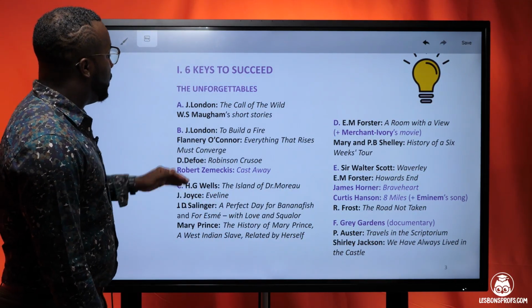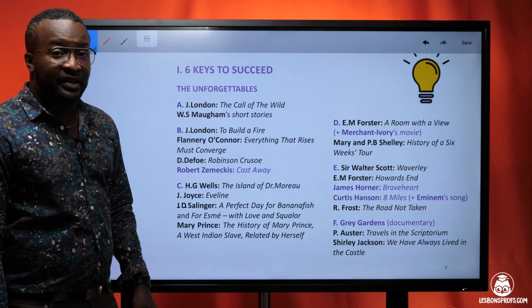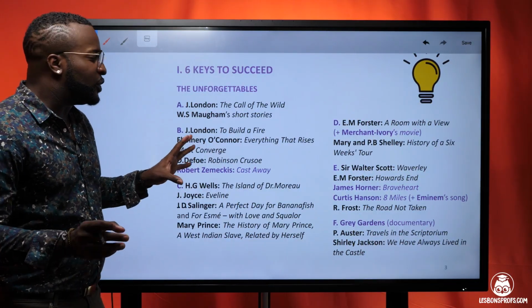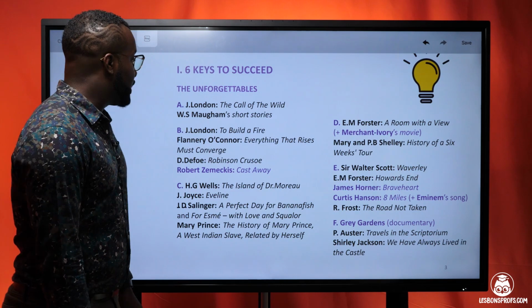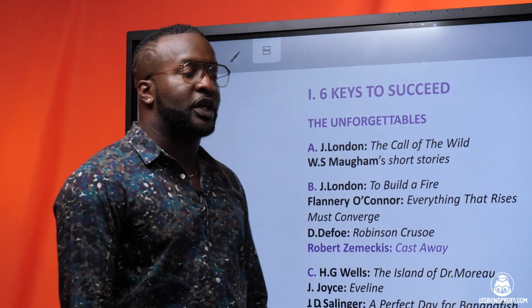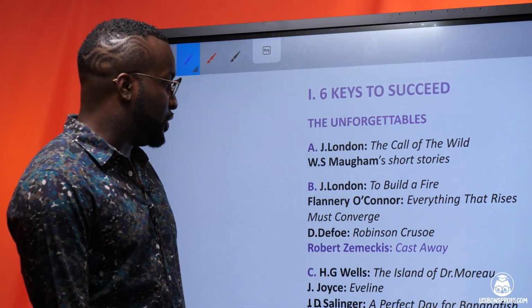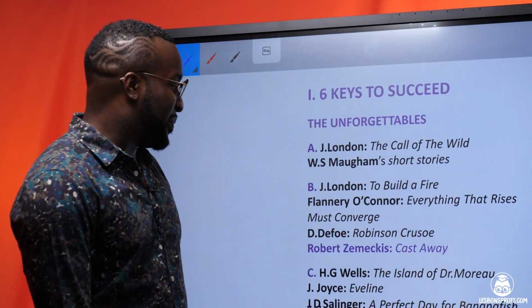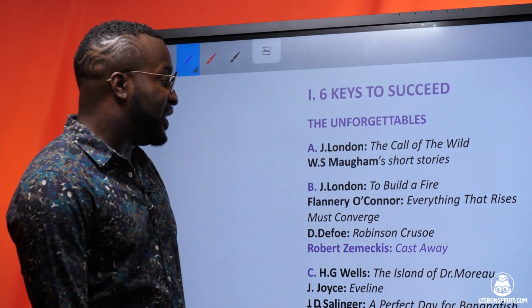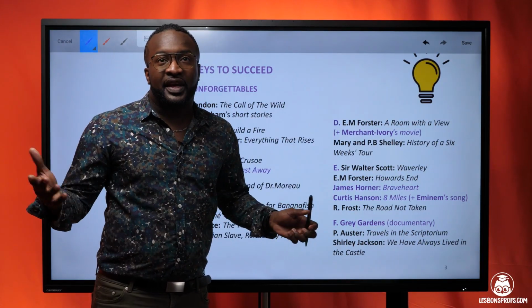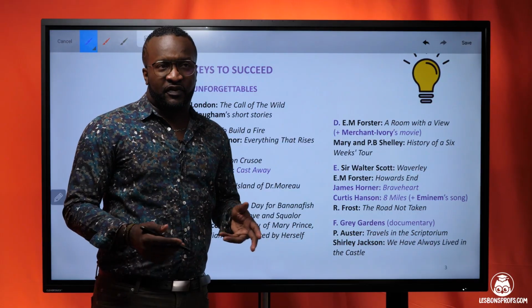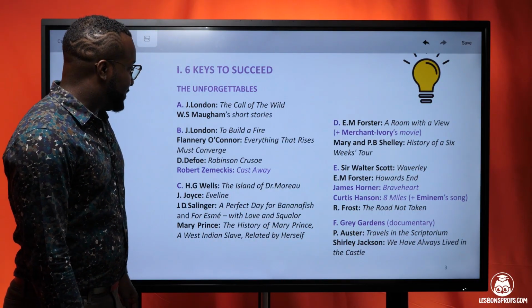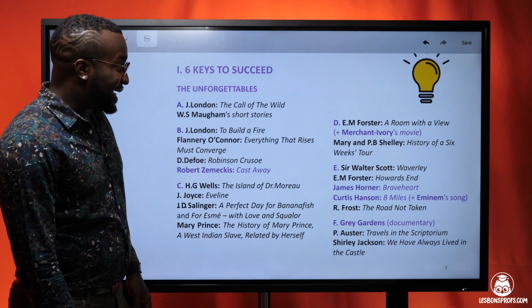So B, another novel, To Build a Fire, okay, about adventures and apprenticeship novels. So Everything That Rises by Flannery O'Connor, very interesting novel too. Daniel Defoe, of course, Robinson Crusoe. It's, I don't know, unforgettable in this topic. And Castaway, the movie. When you think about Robinson Crusoe, when you think about a movie adaptation, I think Castaway springs to mind. And it's a very famous movie, sorry, with great actors in it.